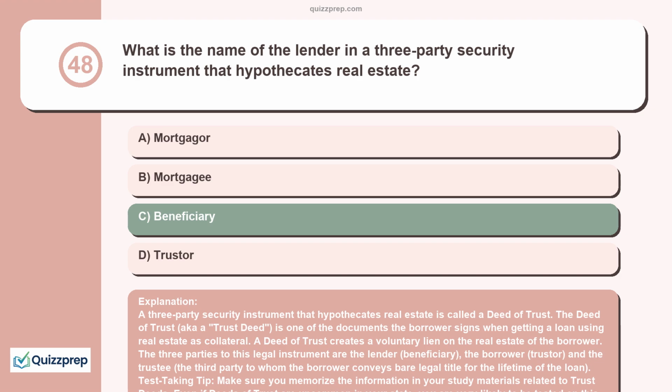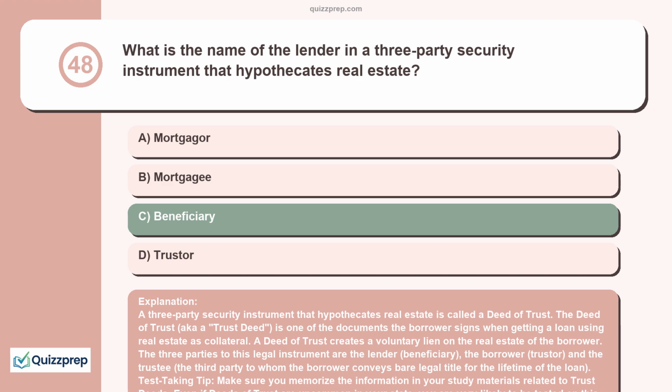However, if the borrower defaults on the loan, for example stops making loan payments, permits the real estate to fall into disrepair, etc., the trustee typically administers the foreclosure and conveys the property to the high bidder at the foreclosure sale using a trustee's deed upon sale. A is incorrect. A mortgager is the name of the borrower in a two-party security instrument called a mortgage. B is incorrect. A mortgagee is the name of a lender in a mortgage.